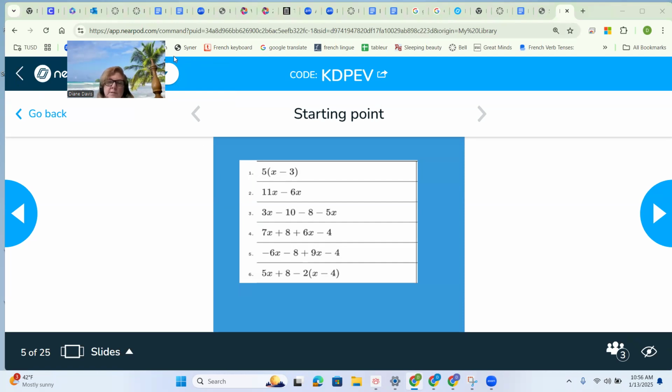Okay, so this should have been a draw it slide. Is this not a draw it slide? Doesn't look like a draw it slide. So in that case, just put it in chat. What do you think the first one is? It should have turned out like a dress. What would you do to simplify that?